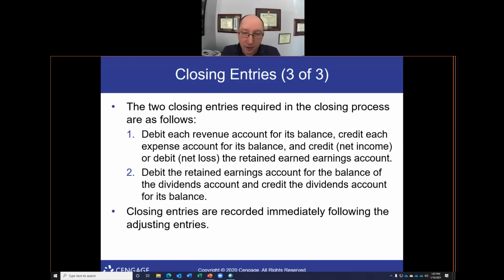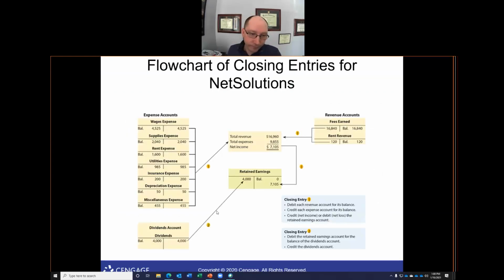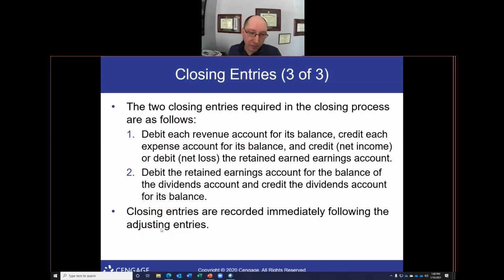Debit the retained earnings account for the balance of the dividends account and credit the dividends account for its balance. That's the closing process, closing entries. And that's done after the adjusting entries that we talked about in Chapter 3.